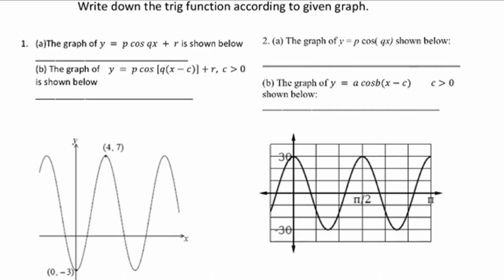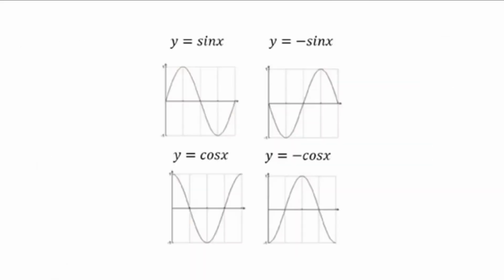Today's lesson is about writing down the trig functions according to the given graph. First of all, you need to remember the following graph of a trig function. Y equals sine x is this pattern. Remember, you need 1, 2, 3, 4, 5 key points. For y equals negative sine x, we have 1, 2, 3, 4, 5.